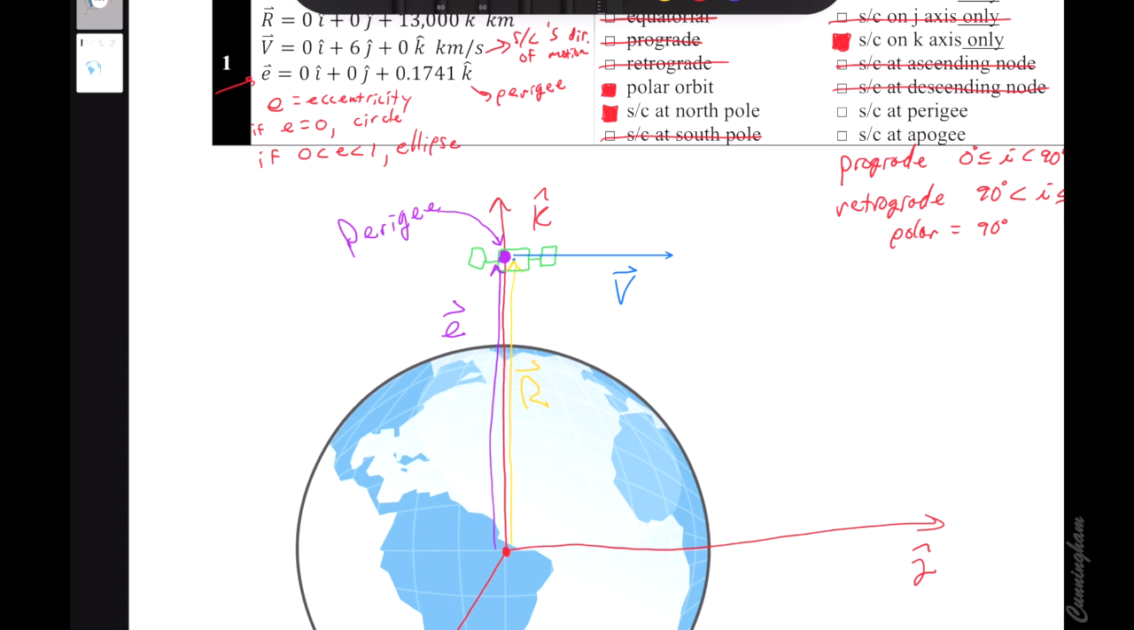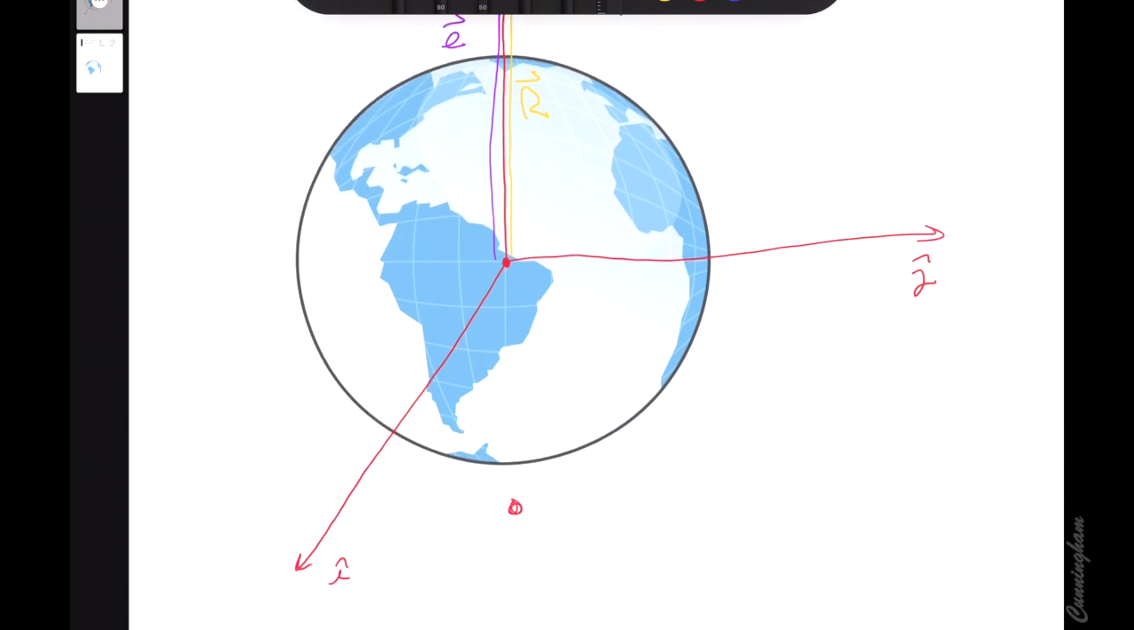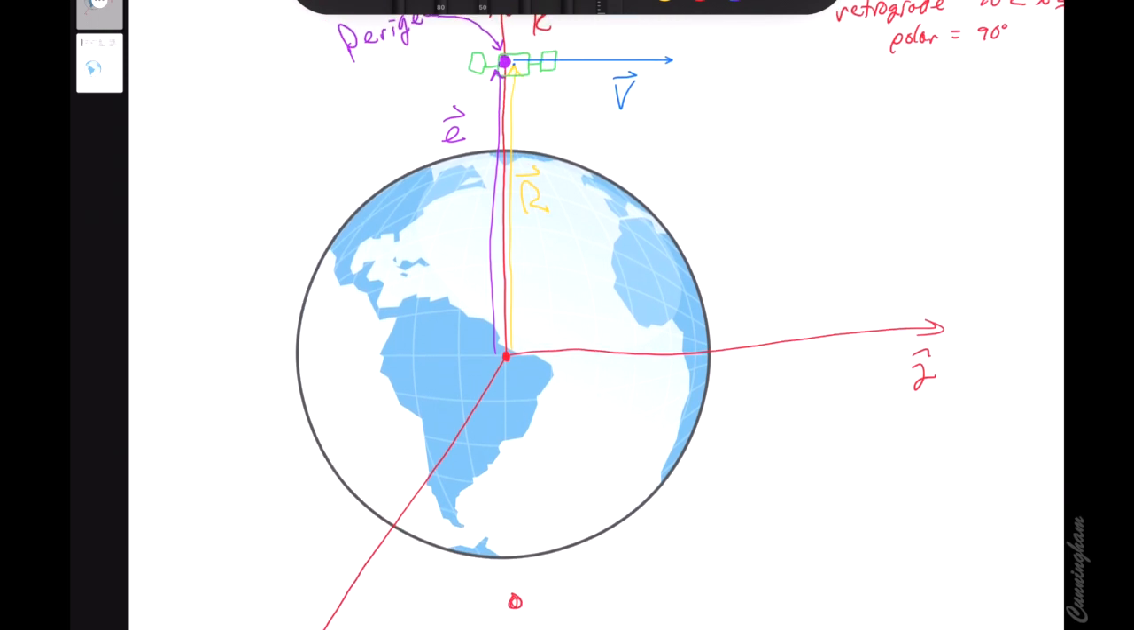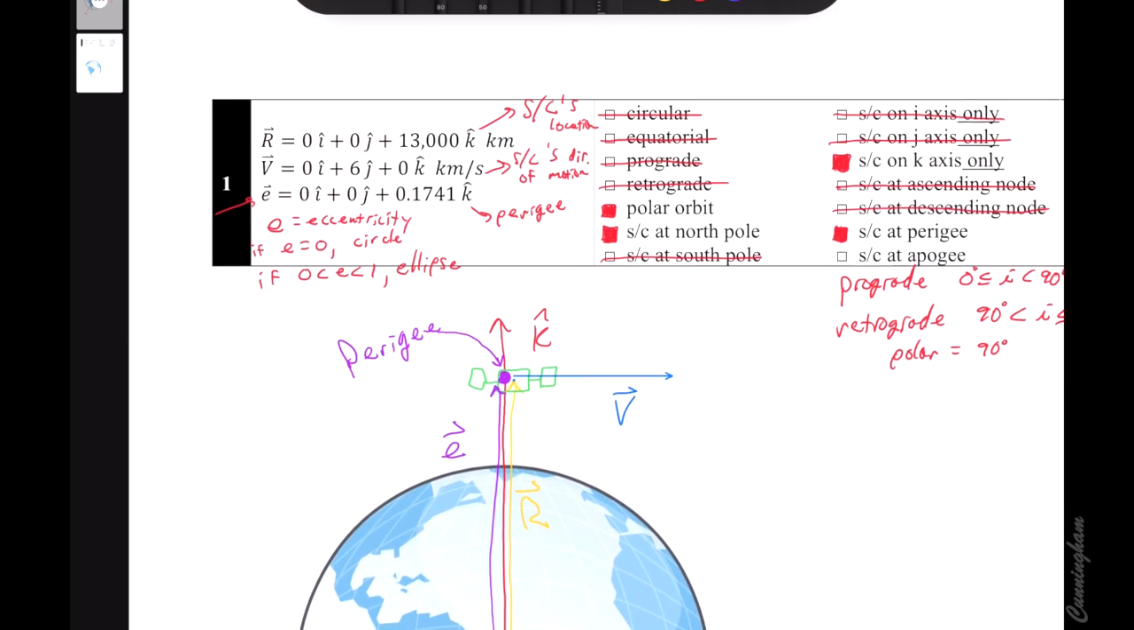I kind of mentioned that earlier, but I want to reiterate. So that just makes this go super fast. We are literally on top of perigee right now. And if we're at perigee, we couldn't also be at apogee, which is down here, right on the opposite side of the orbit. Mutually exclusive, right? So I get to cross that out.